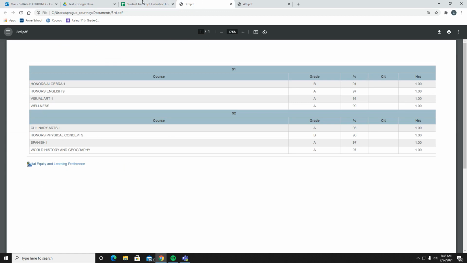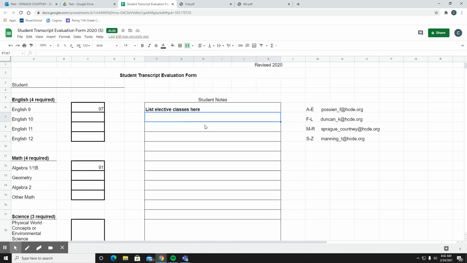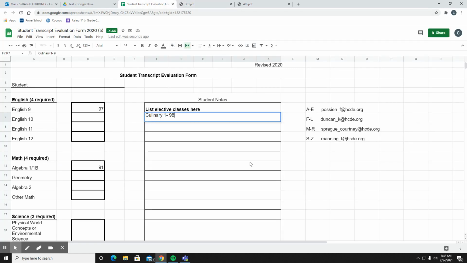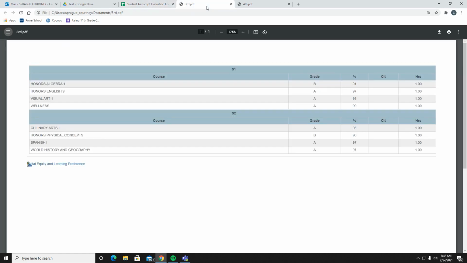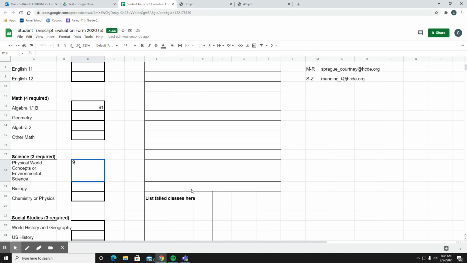Next, we took culinary 1. Now you'll remember, culinary does not fit into any of these spots. We don't have to take culinary, but this student decided to take culinary. So we will put that under electives. Culinary 1, we got a 98. Honors physical concepts, we got a 90. So that is the freshman science.